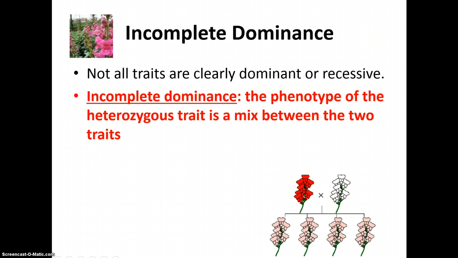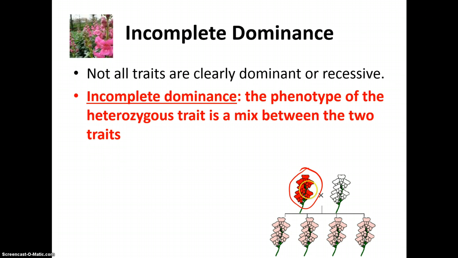Incomplete dominance, just like it sounds, is when traits are not completely dominant or recessive. They're not clearly dominant or recessive. So if you take a look at this, you have shades of gray in between.